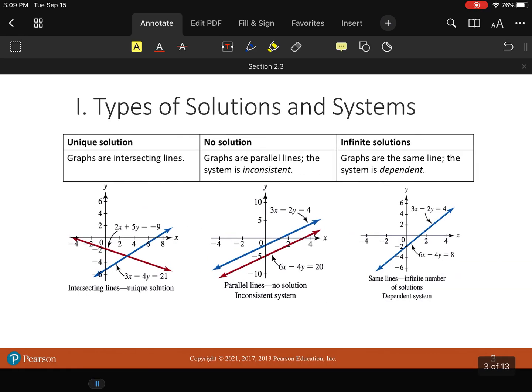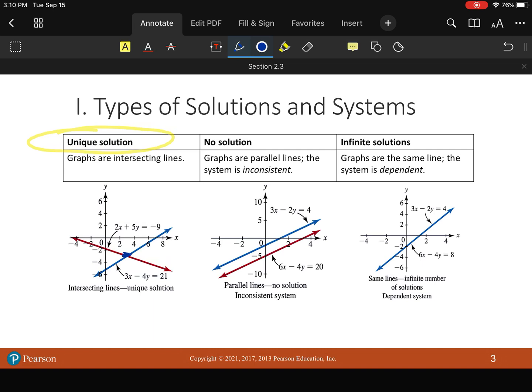Now graphically, you've got three options in terms of solutions. You can have a unique solution where you've got one intersecting point. So let's say it's right here. That's our intersection. Or you've got no solution. The lines are parallel. You'll call the system inconsistent because you can't find a solution.